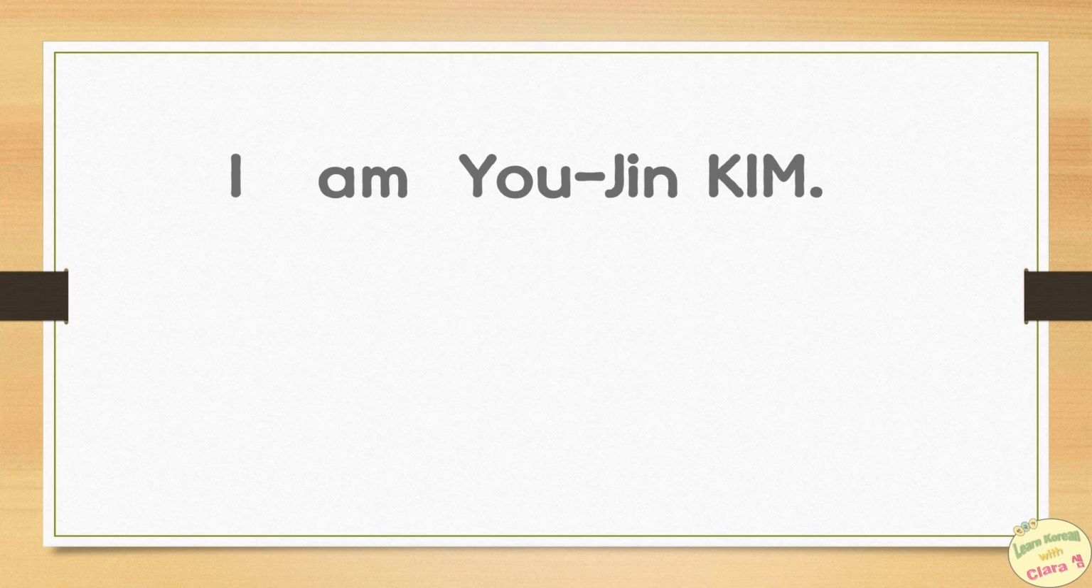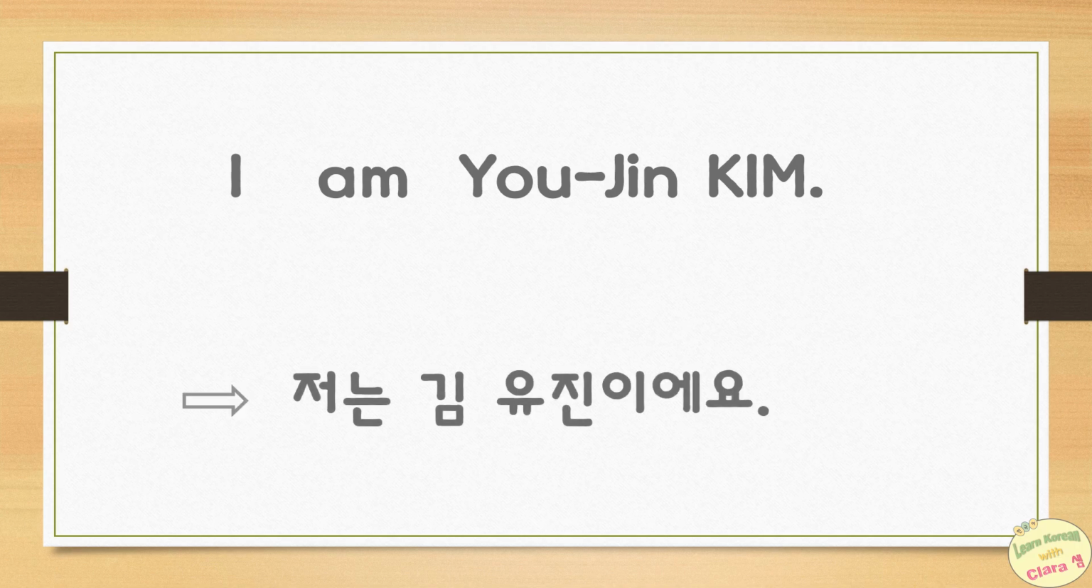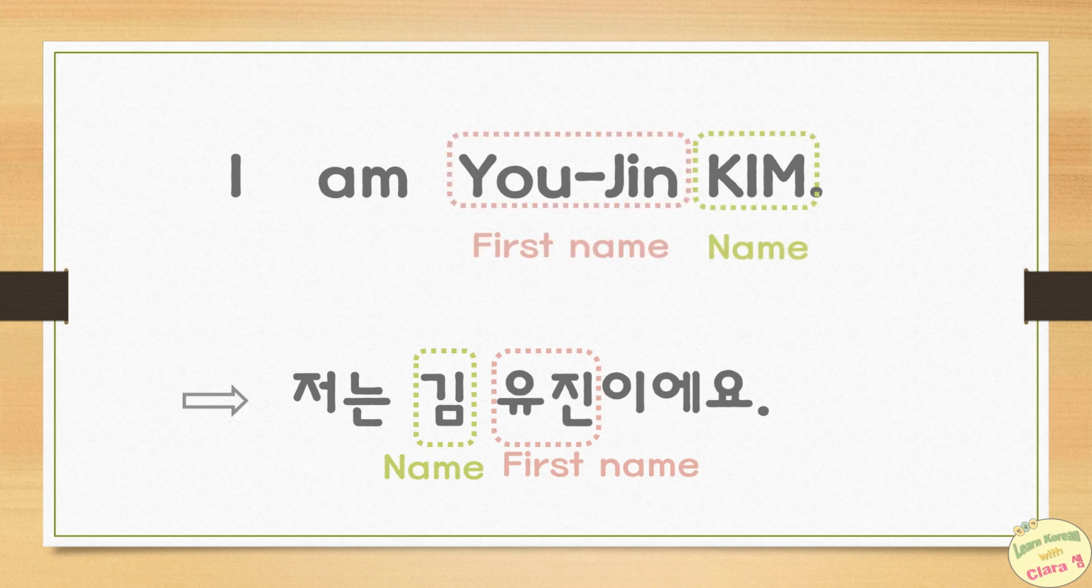How do you write the sentence in Korean? I am Yujin Kim. The translation is 저는 김유진이에요. In Korea, to say the full name of a person, we first put the family name and then the first name, unlike some other countries.